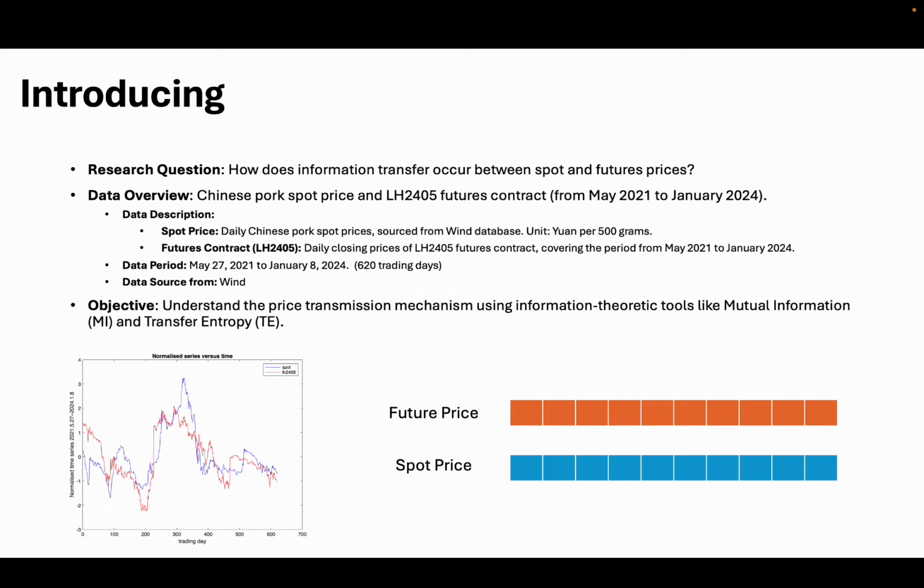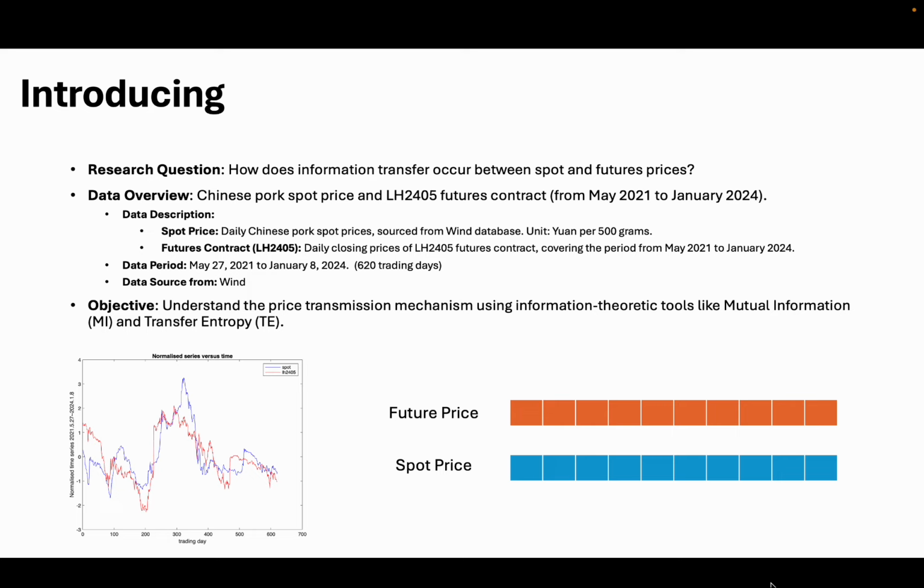The data we analyze consists of Chinese pork spot price and the LH2405 future contract. To be specific, the spot price represents the daily pork price in China, which was sourced from the Wind database, with a unit in yuan per 500 grams. The future contract, referred to as LH2405, is a daily closing price for Linhong futures, covering a period from May 2021 to January 2024, which provides us with 620 trading days of data. The data we obtain from Wind, which is a well-known financial data provider in China.